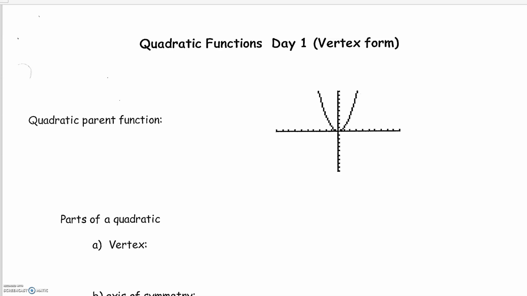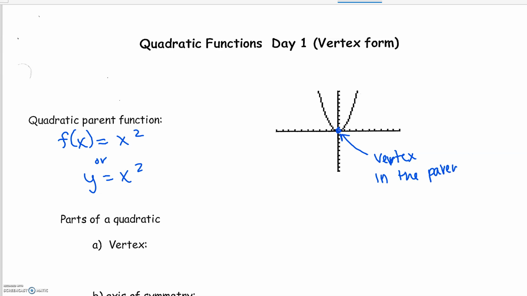So in this video lesson, we're going to take a look at quadratics in vertex form. So in vertex form, this one is a quadratic, so it would be f of x equals x squared, or y equals x squared. So this right here is our vertex, and that in the parent function is at 0, 0. And this line kind of is my axis of symmetry, my AOS.